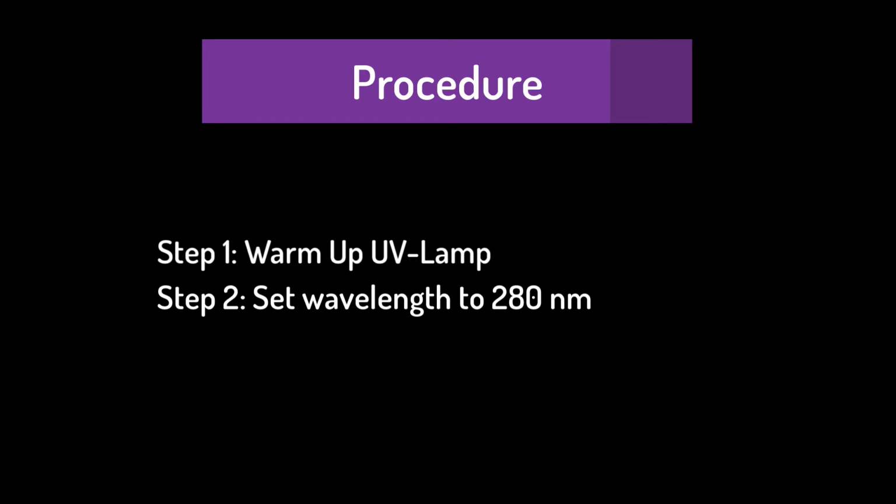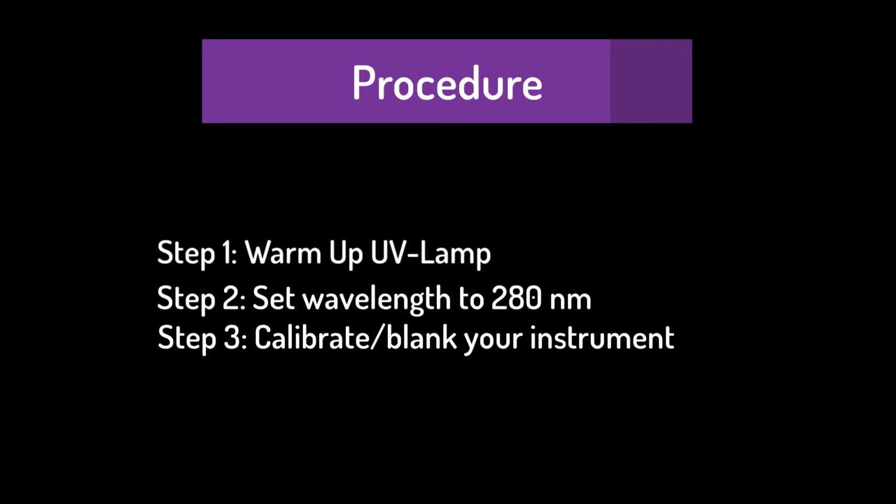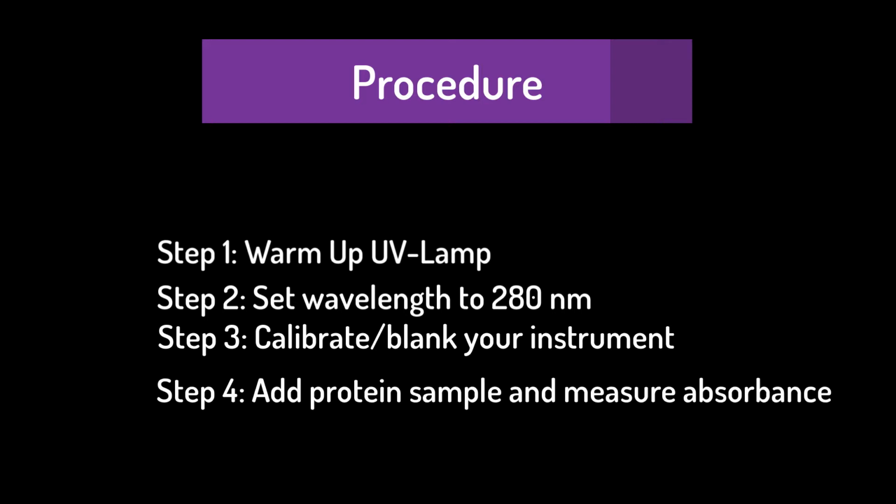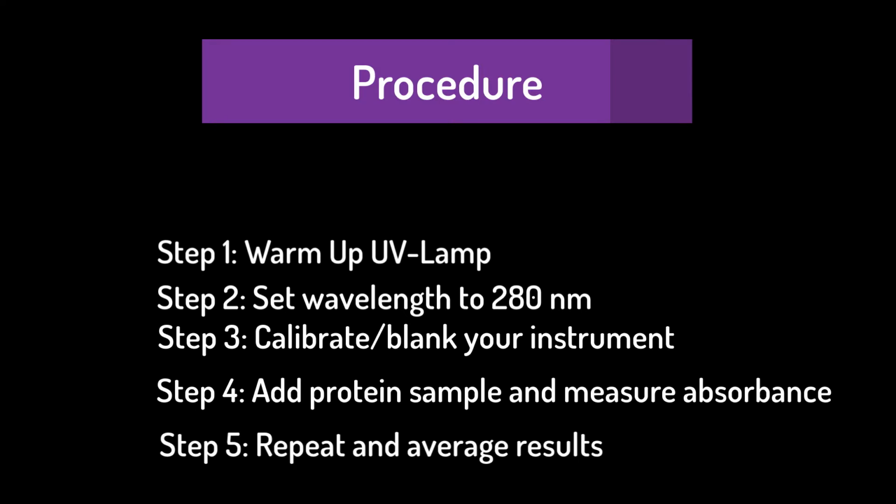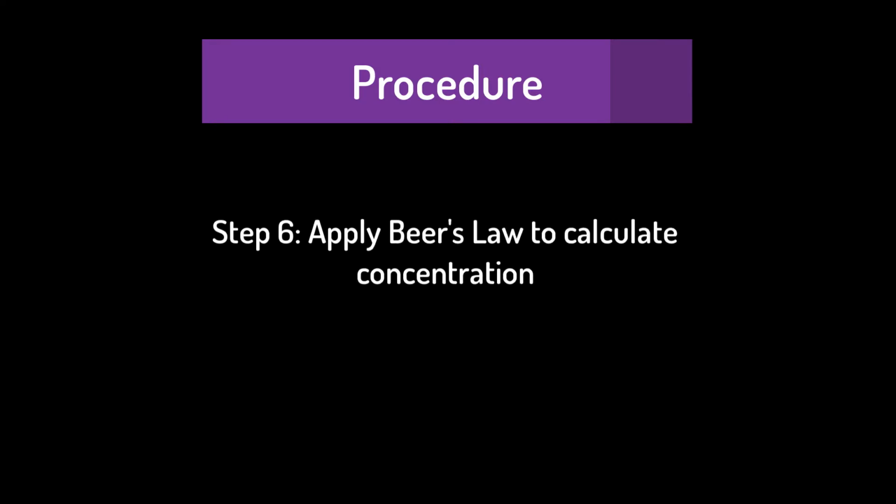Next, you'll want to calibrate the instrument to zero absorbance. At this point, the cuvette should contain only your buffer. After you blank the instrument, you can add protein solution to the cuvette and measure absorbance. For more accurate results, measure absorbance using the same volume of protein 3 times and take the average. Finally, you can apply Beer's law and calculate concentration.